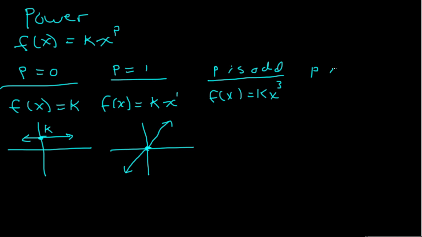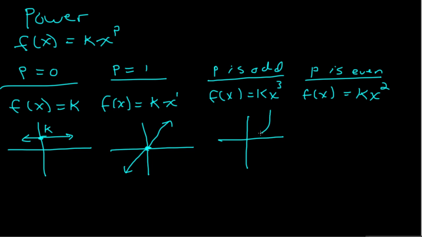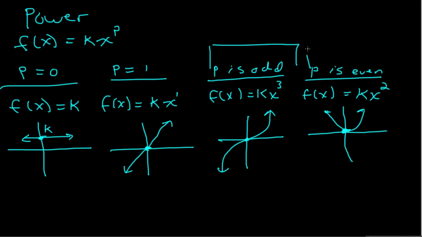And if p is even, we wind up with a family of functions: k times x squared, or to the 4th power, or to the 6th power, or to the 8th power. In general, these families of functions have the same shape. The odd functions are going to look like the snake functions that travel through the origin, and the even functions are going to look like the parabola functions that also travel through the origin. So let's take a look at these last two in a little bit more detail.